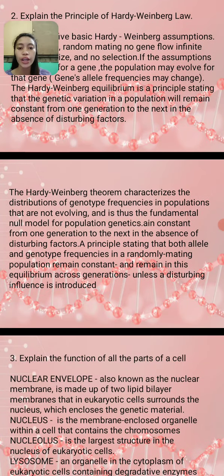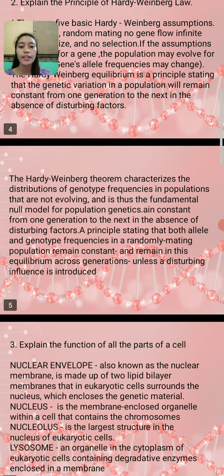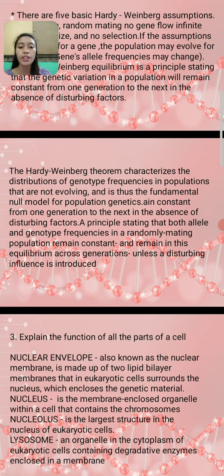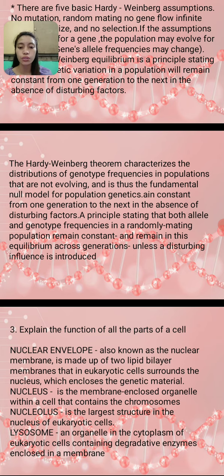The Hardy-Weinberg theorem characterizes the distribution of genotype frequencies in populations that are not evolving and is thus the fundamental null model for population genetics. It is a principle stating that both allele and genotype frequencies in a randomly mating population remain constant and stay in this equilibrium across generations unless a disturbing influence is introduced.